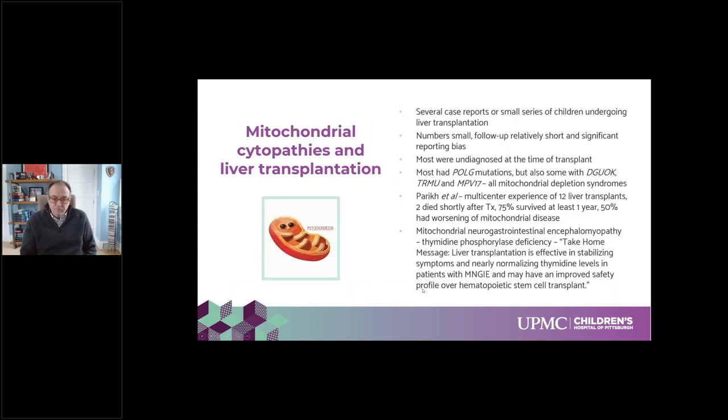And for the last two conditions, both of those were transplanted and were unsuccessful in altering the disease course. When we look at mitochondrial cytopathies and liver transplantation, there have been several case reports and several small series of children undergoing liver transplantation. The numbers are small, they're relatively short follow-ups in the main, and there's almost certainly significant reporting bias. Most of the patients that got transplanted, particularly with POLG mutations and MPV17s, were undiagnosed at the time of transplantation. And as a general rule, POLG and MPV17 probably are not good options.